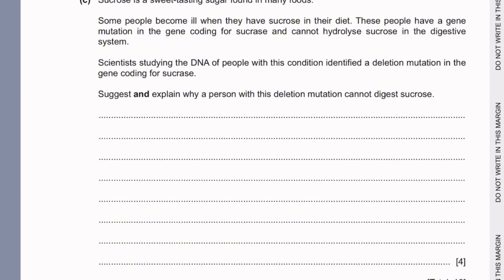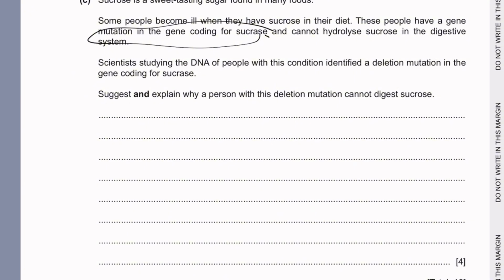Now C, sucrose is a sweet tasting sugar found in many foods. Some people become ill when they have sucrose in their diet. These people have a gene mutation in the gene coding for sucrase, and cannot hydrolyze sucrose in the digestive system. Since they have a mutation, this means that their sucrase is probably non-functional and does not work, so it cannot hydrolyze sucrose.